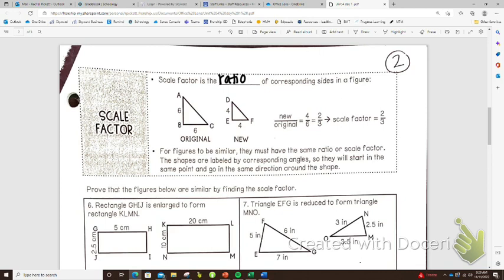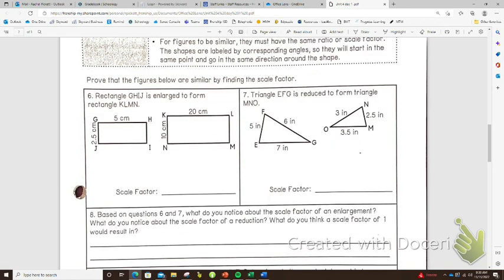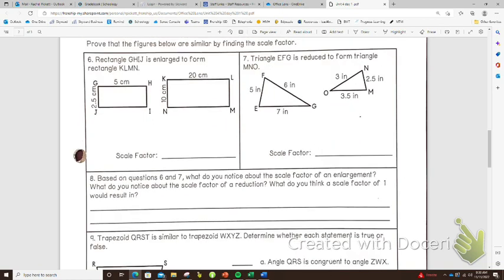So we're going to look at these examples to prove that the following figures are similar because they have the same scale factor. So again, we're going to color code here. Let's make the short side green and the long side purple.